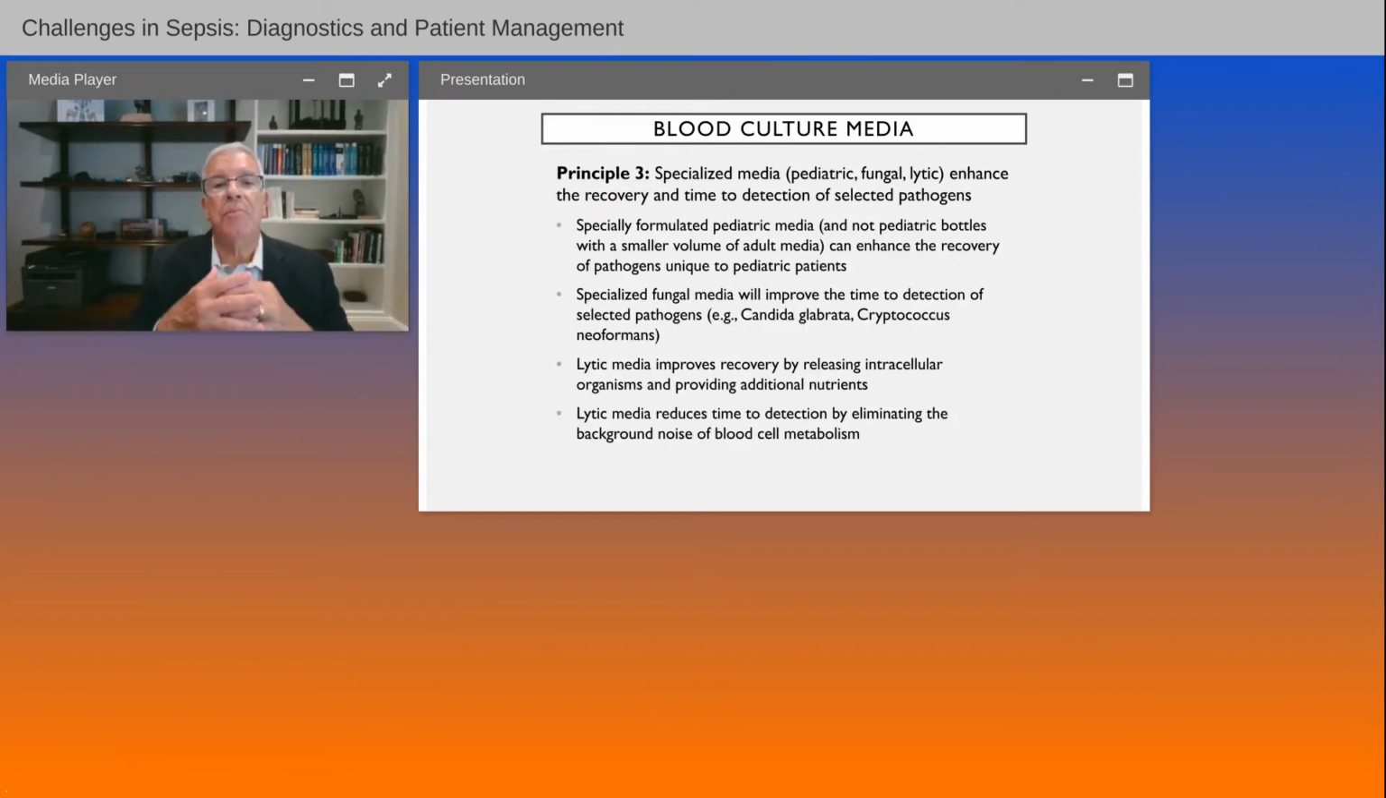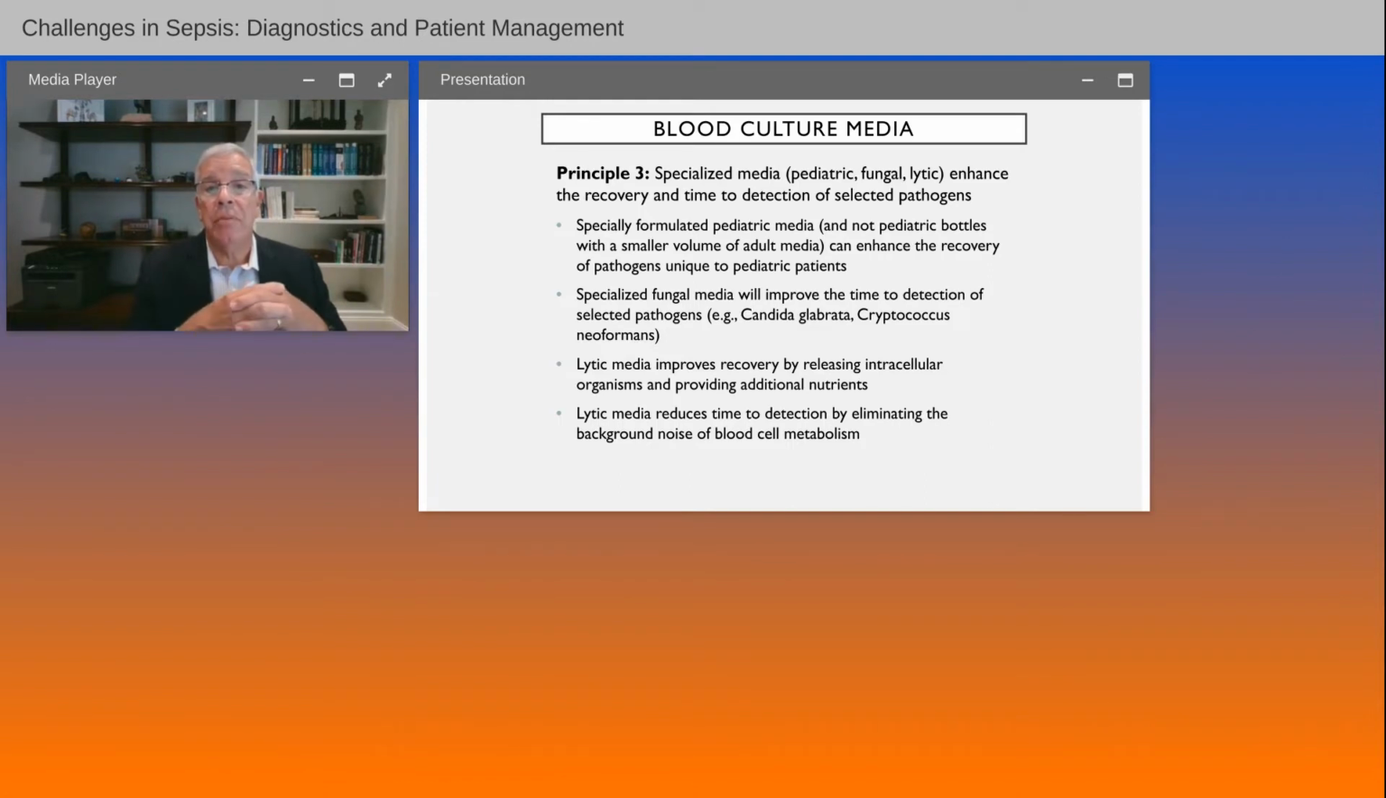Specialized media is also important. There's media that's been designed for pediatric patients, and it's not just media in a pediatric sized bottle, it's actually specific formulations for pediatric patients to enhance the recovery of selected pediatric pathogens. We've also seen fungal media, and the value of that is decreasing the time to detection and improving the overall detection of selected fungi. Candida glabrata and Cryptococcus neoformans are probably the two best examples of this.